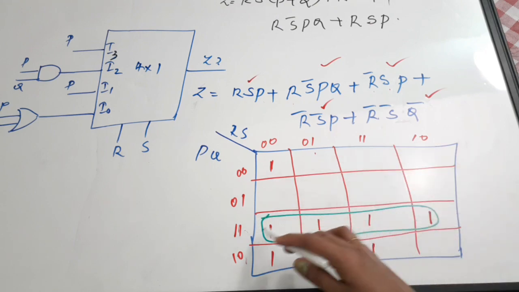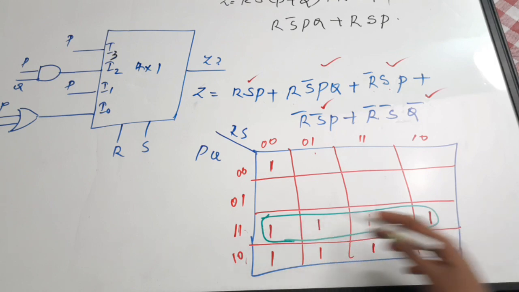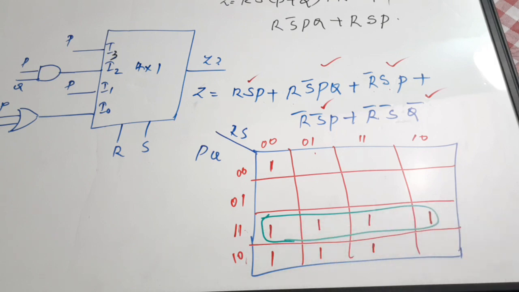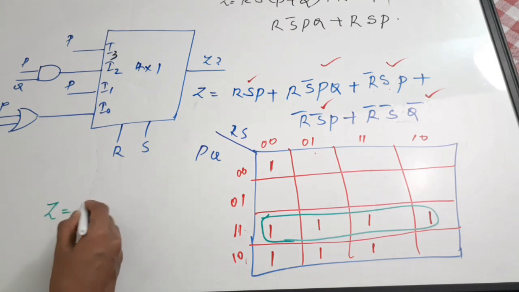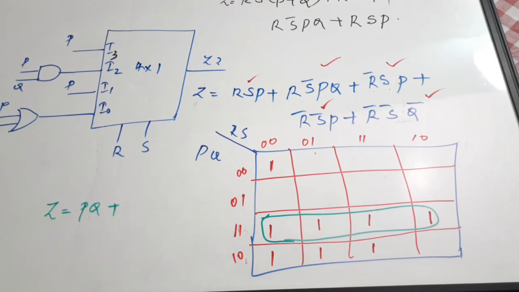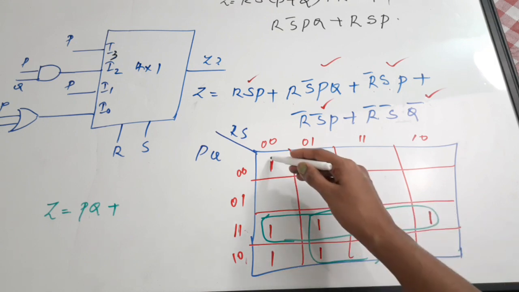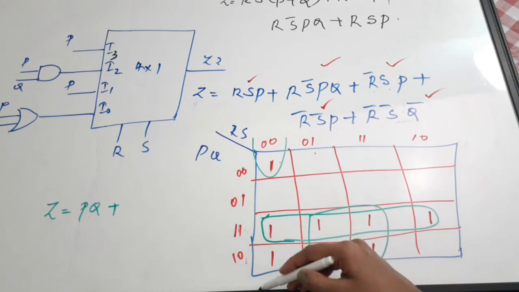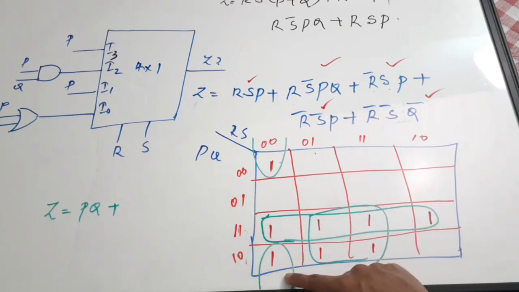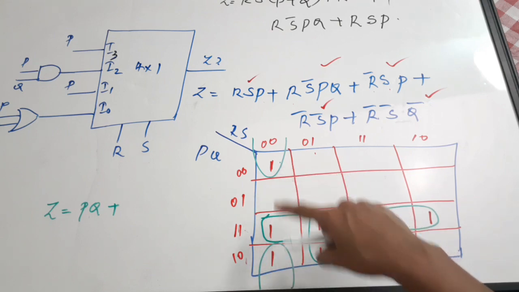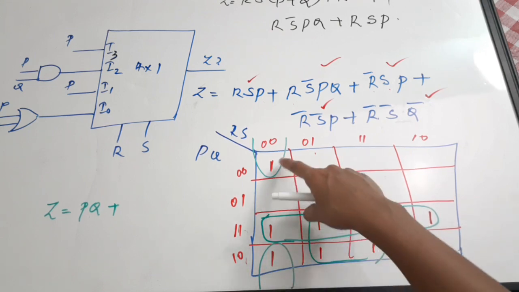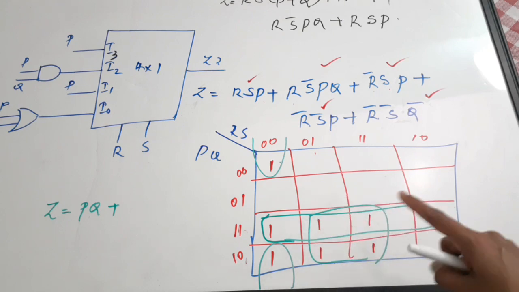So here we can pair these 4 ones together. What is the expression coming? It is PQ. So I'm going to write the final expression here. Z is equal to PQ plus, then here these 4 ones I'm going to pair, and since there is a 1, I'm going to pair this with this one. That's why I kept it separate, so that I could pair it with this. So here I paired this with this, and these 4 ones I have paired.